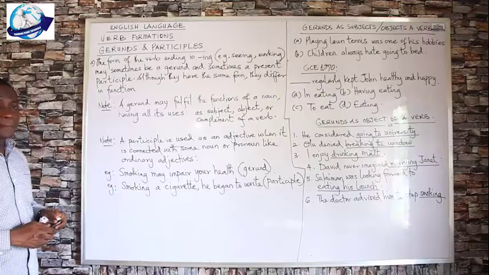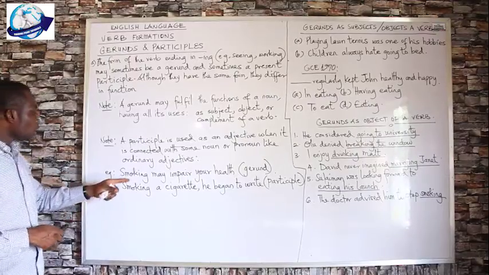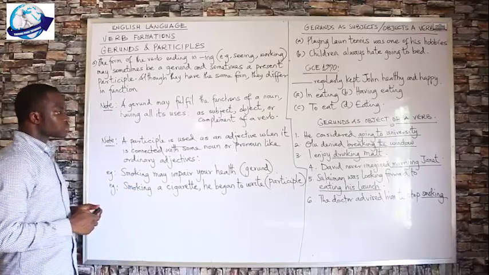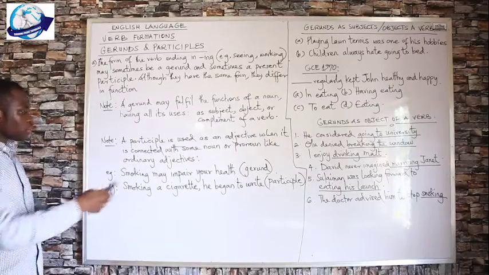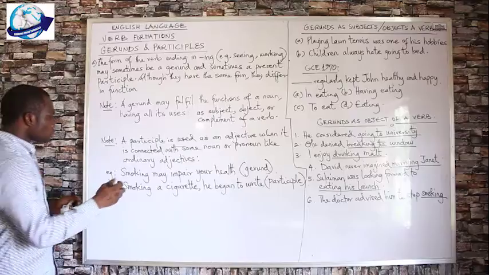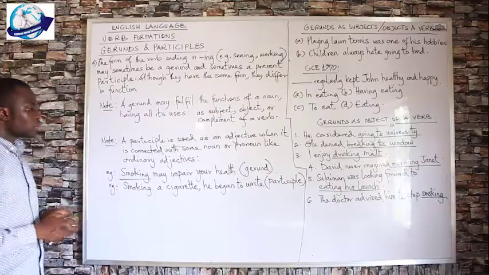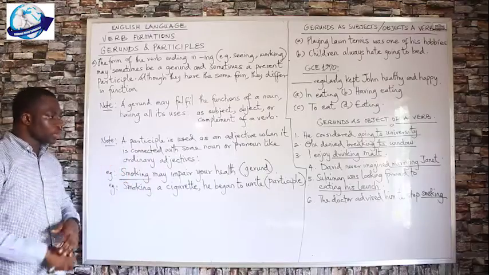Let's take these two examples, the gerund and the participle. Smoking may impair your health. Smoking may impair your health. This is a gerund. Now, the ing verb here is showing a gerundive statement. So, smoking may impair your health.